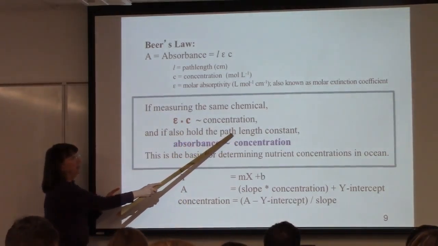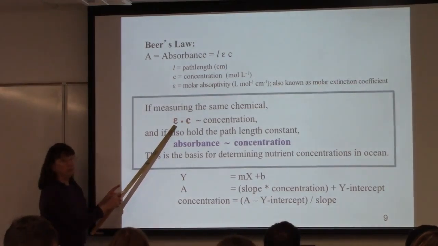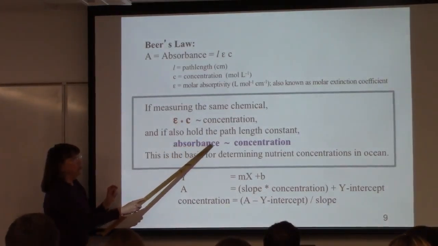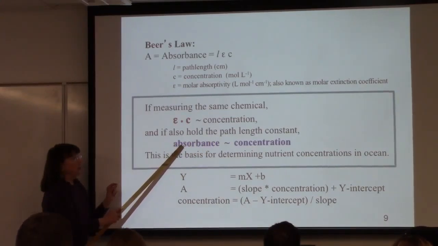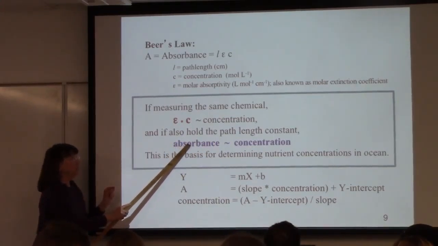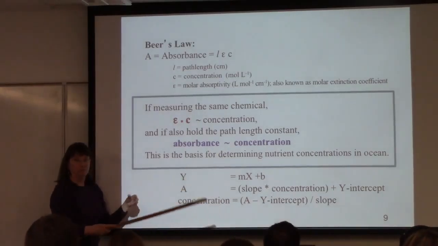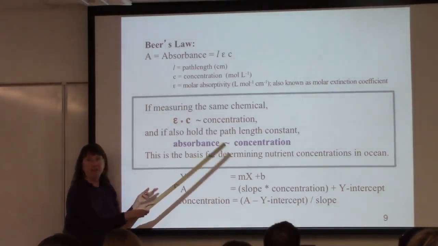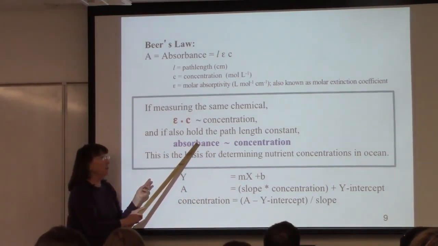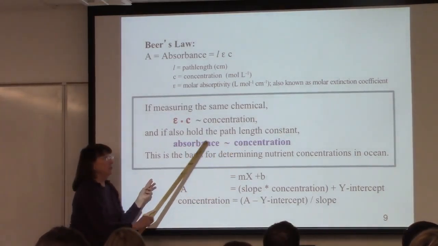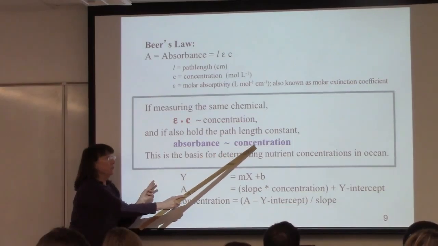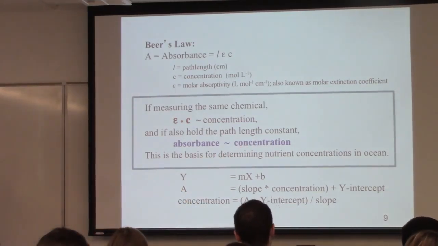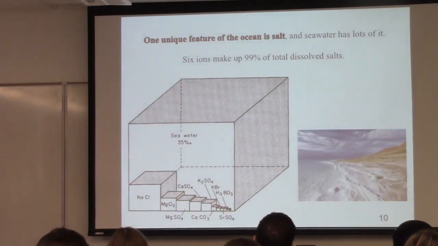You're going to hold the path length constant. It's going to be the same solution, and you'll be able to generate a standard curve so that you can translate absorbance into concentration. Remember, absorbance is unitless, and so you need a translating factor in order to go from a unitless number to a concentration with SI units. Okay, so that's what we'll be doing today.